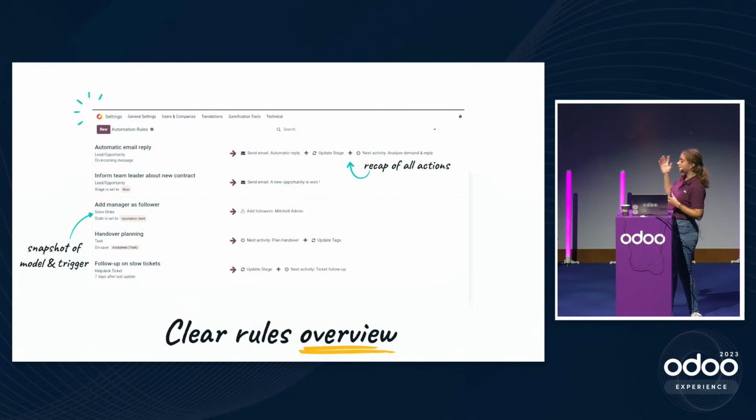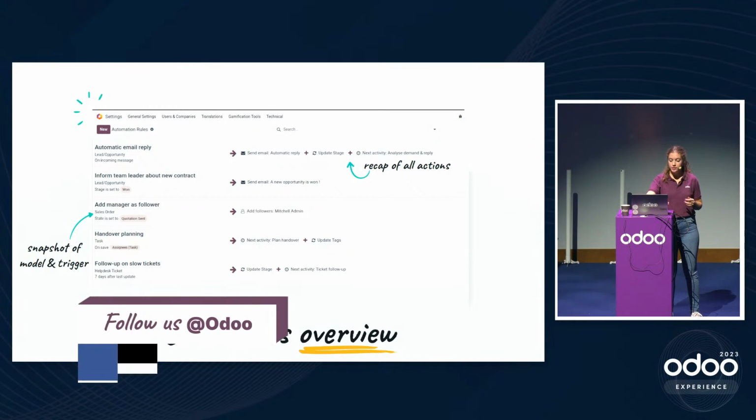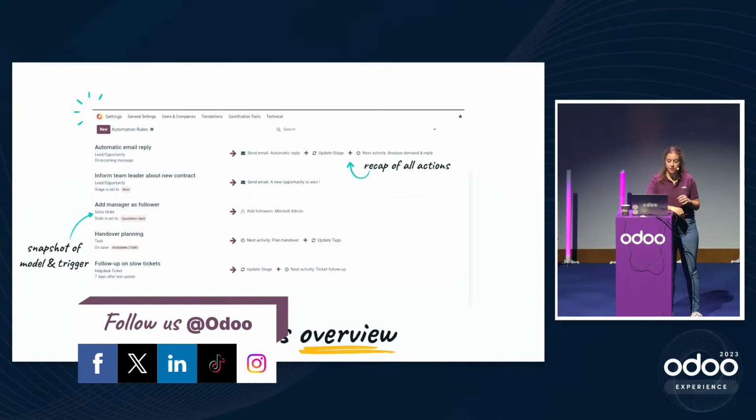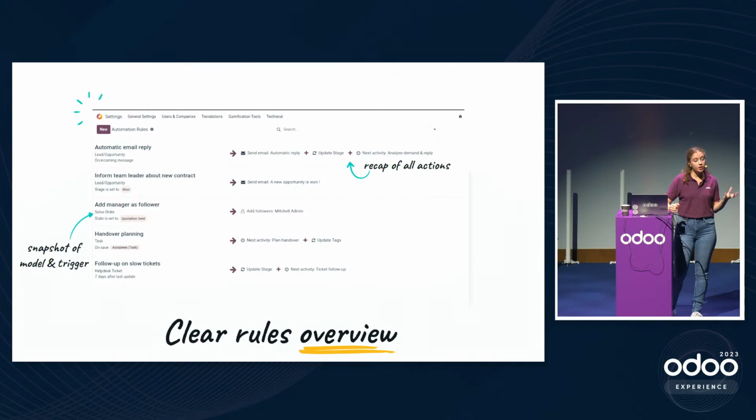Let's take the first example over here. So we can see that this action was set on the lead opportunity model. The trigger is on incoming messages, and the action will be to send an automatic reply email to update the stage and create a new activity. Right. Let me show you that in a database.